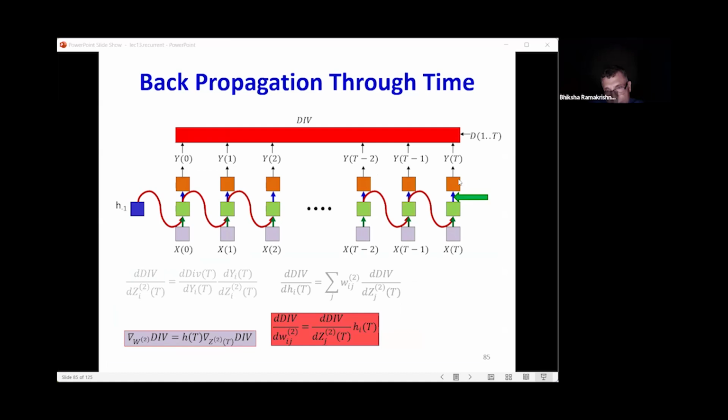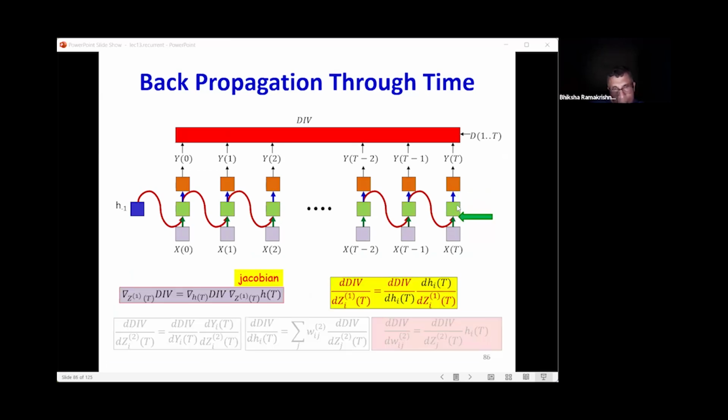So we've computed derivatives out here. Then what? Then I have to take a step back and compute the derivative with respect to this z, right? And the derivative with respect to this z is simply going to be the derivative with respect to h times the Jacobian of this activation. And so now we have the derivative here. That clear? This one? Yes, no? Yeah, okay.